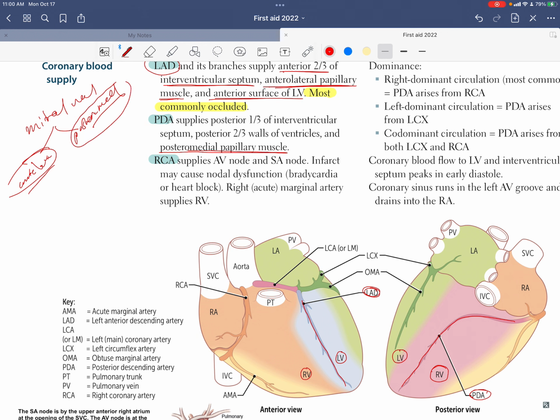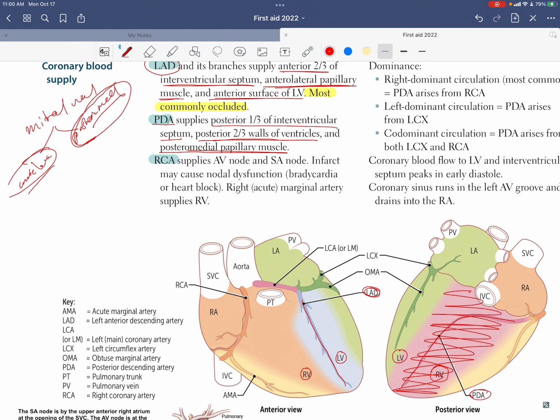It also supplies the posteromedial papillary muscle, the other papillary muscle that we have, which is supplied by the PDA, the posterior descending artery. So just to recap, it's the posterior 1/3 of the interventricular septum and the posterior 2/3 of the walls of the ventricle.